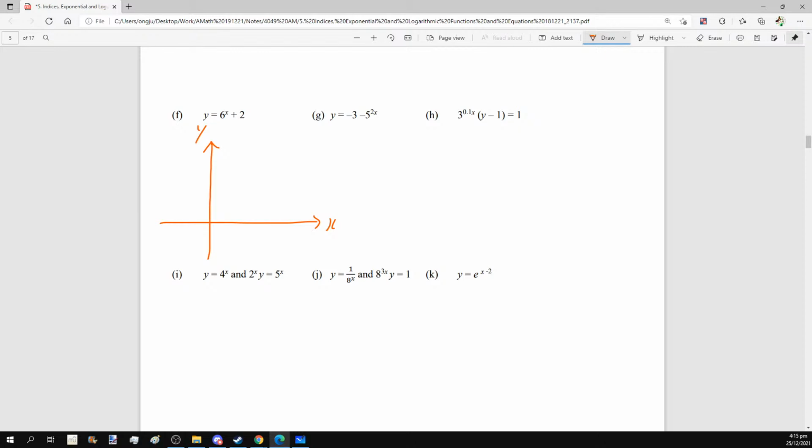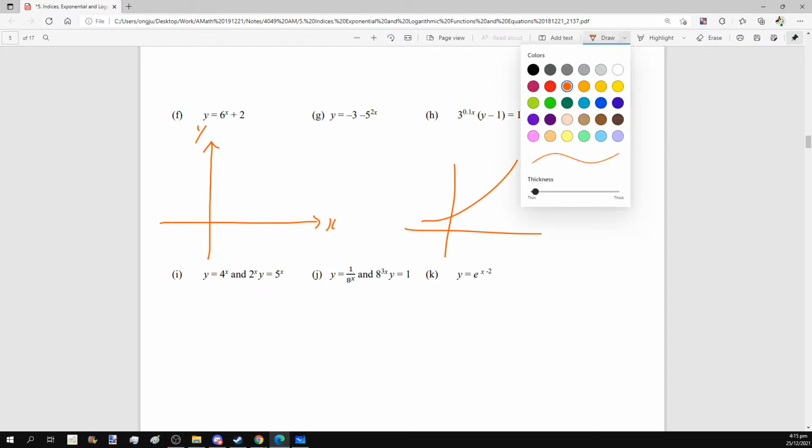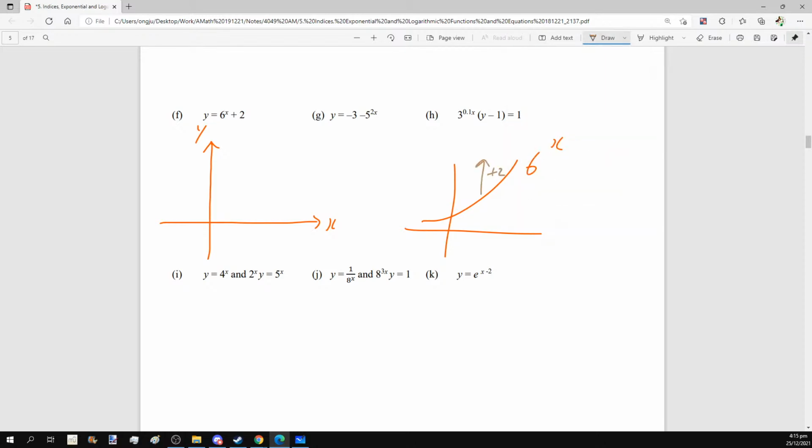Right, so in this case, we know that 6^x will typically just be your usual exponential. However, we have to move up by 2 units. The forbidden line, which was originally on the x-axis, will also have to move up by 2 units. Therefore, we can start with a forbidden line over here, y equals to 2, and then we can draw the exponential, y equals to 6 to the power of x, entire thing plus 2. Y-intercept over here, as usual, you will substitute in x equals to 0, you will get 3.